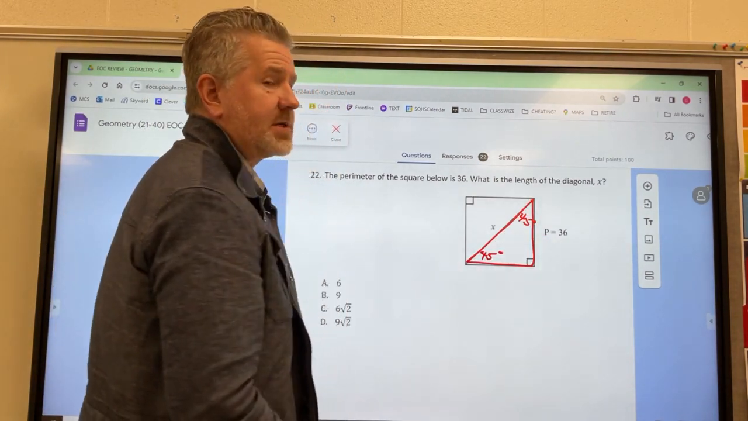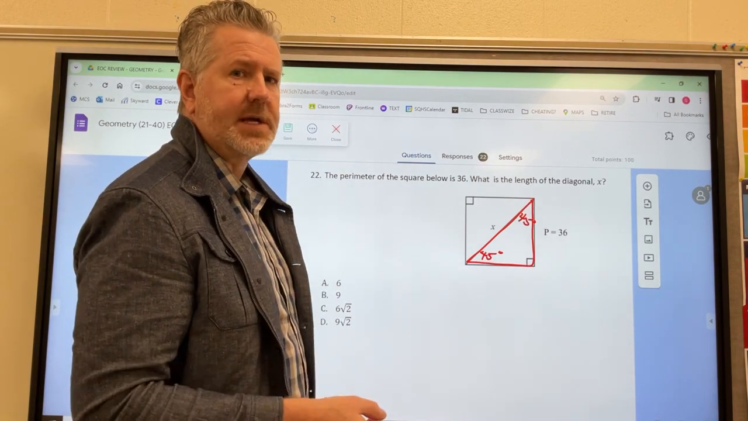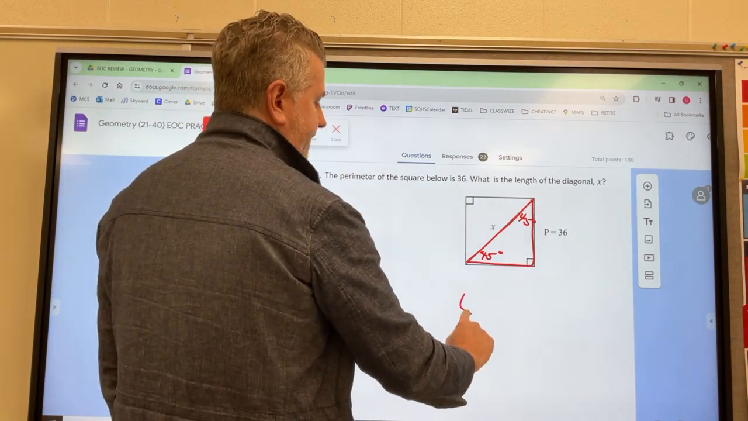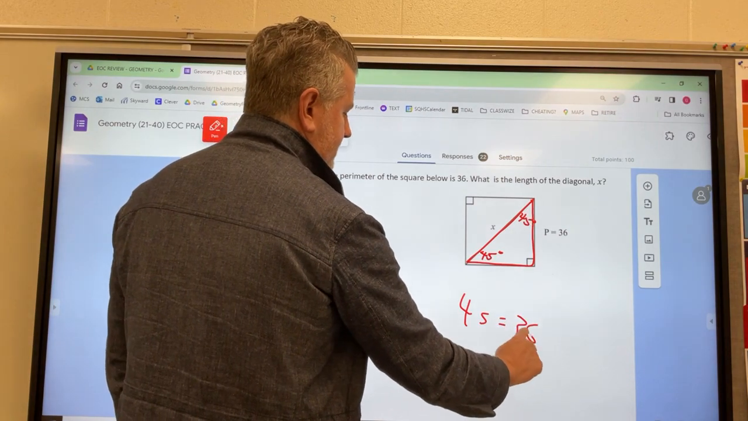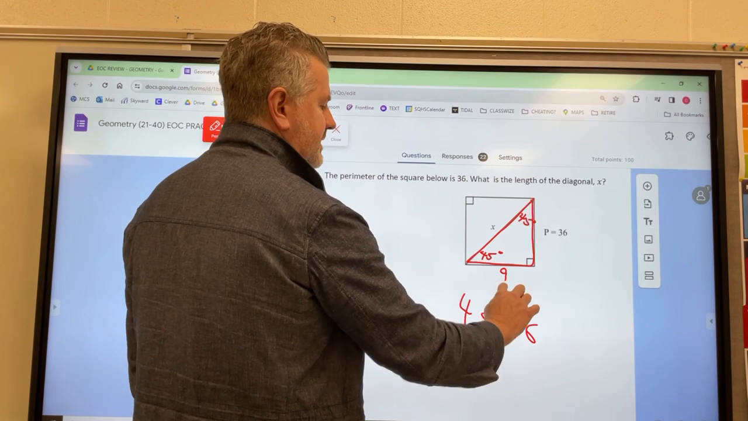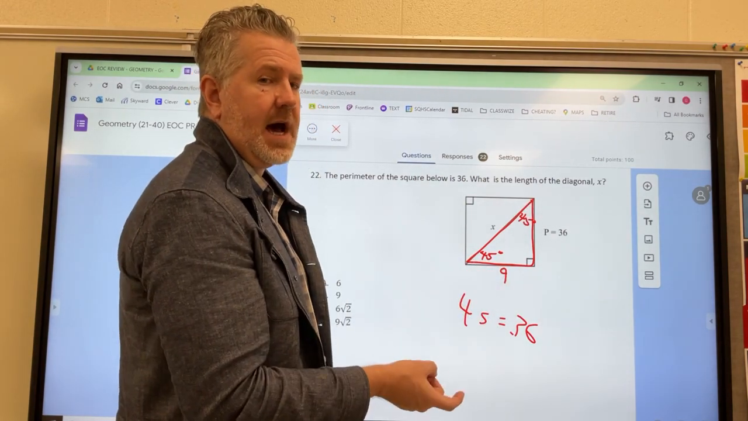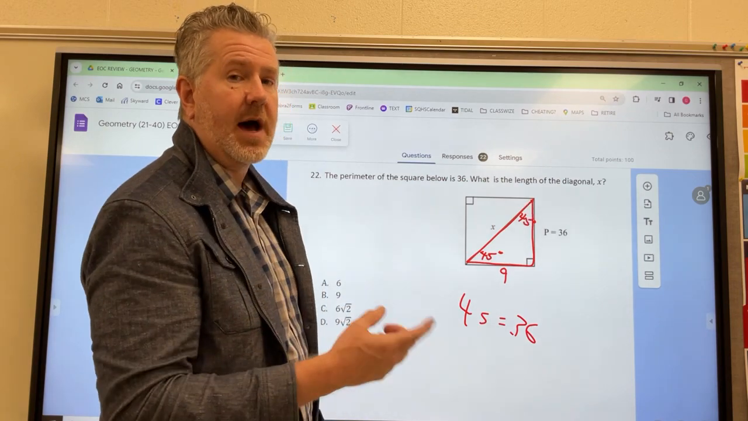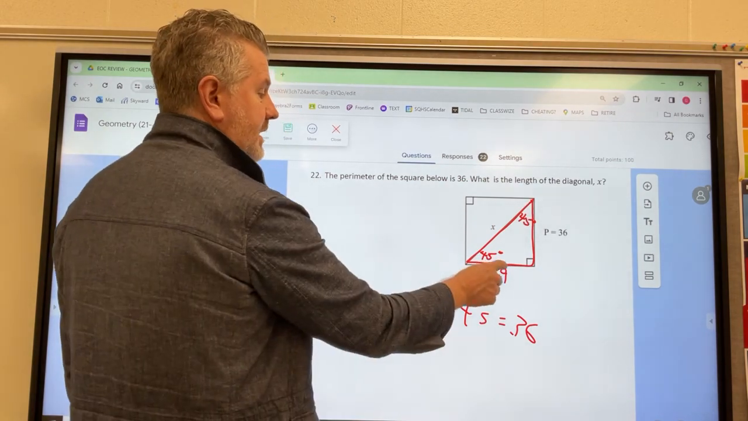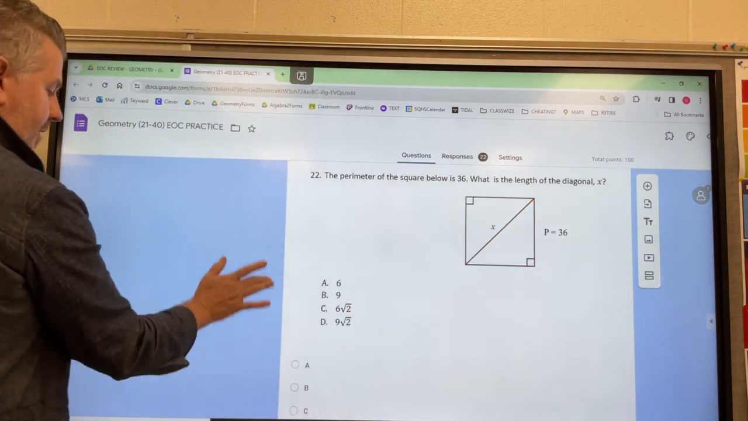So if the perimeter is 36, there's 4 sides. The perimeter is just the addition of the sides. All the sides are equal. So we could do 4s equals 36 and solve for s, but we should know by now that 36 divided by 4 is just 9. And in a 45, 45, 90, the side to the hypotenuse is times the square root of 2, because the ratio is 1 and the square root of 2. So we're going to go with 9 square root of 2 on that one.